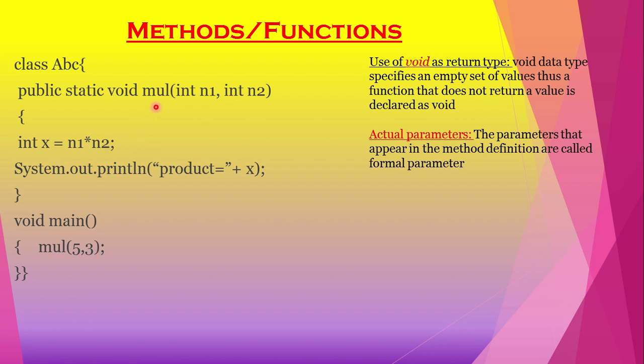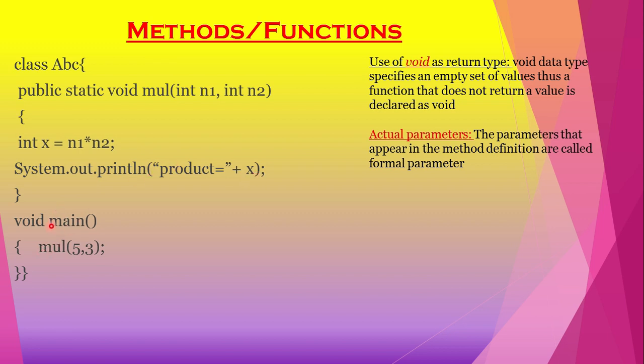So the function name, you can directly call in BlueJ, that's why I have written like this. MUL is the function name, then the arguments are mentioned. This is the important thing, function name, then the arguments I have given. So these will be copied over here. So int n1 will have 5 and n2 will have 3. These values are copied here. Now x is equal to n1 into n2. That means 5 into 3, 15. The answer will be printed.